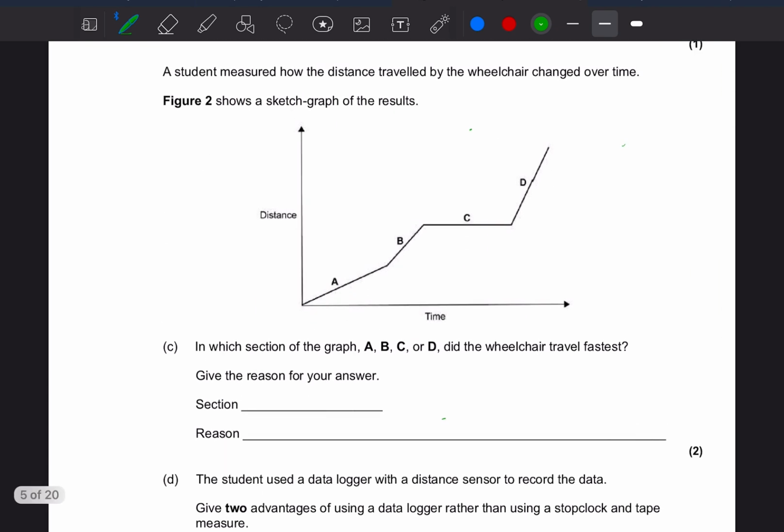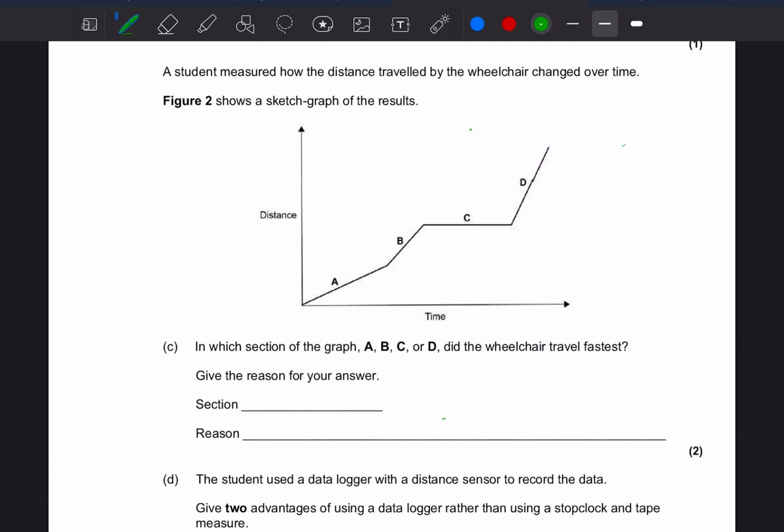A student measured how the distance travelled by a wheelchair changed over time. Figure 2 shows a sketch graph of the results. Okay, so this is in here because we know that one of the areas of focus is going to be speed and the forces involved with speed, and including that is distance time graphs and velocity time graphs.